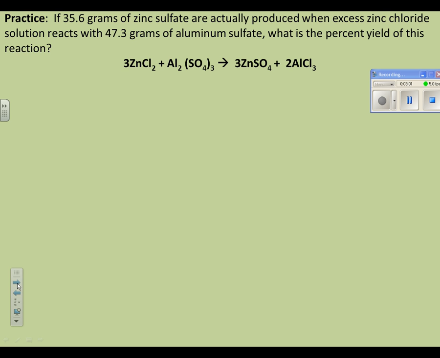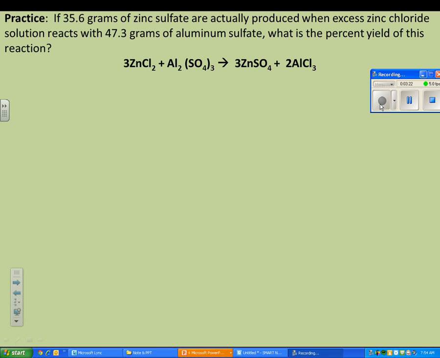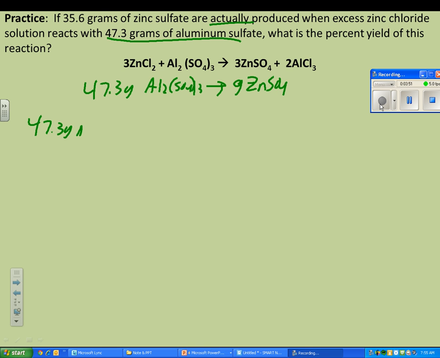The next practice problem, you're starting out with 35.6 grams of zinc sulfate, and those are actually produced when they have excess. Okay, sorry, let me do this one. Okay, 35.6 grams of zinc sulfate are actually produced. So 35.6 grams are actually produced when we have 47.3 grams of aluminum sulfate. So we're going to go find grams of zinc sulfate. So 47.3 grams of aluminum sulfate. I'm just going to abbreviate with the aluminum.